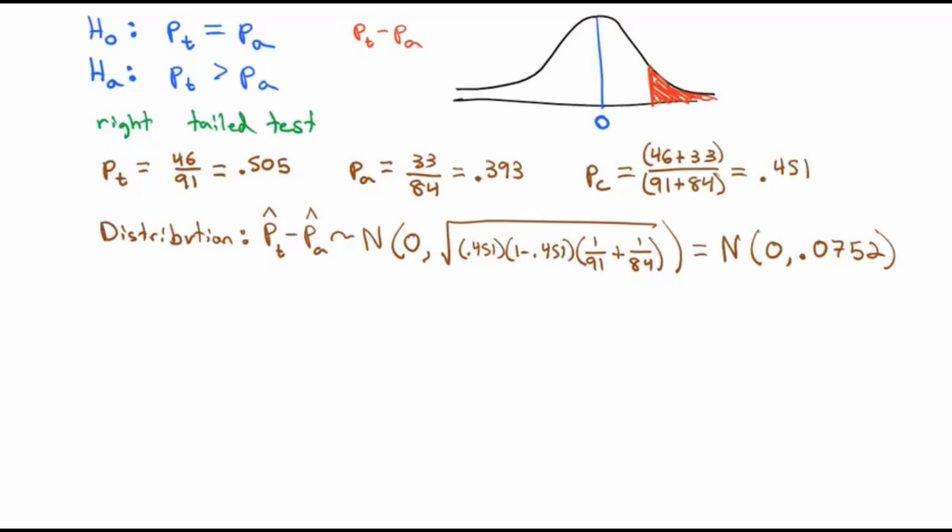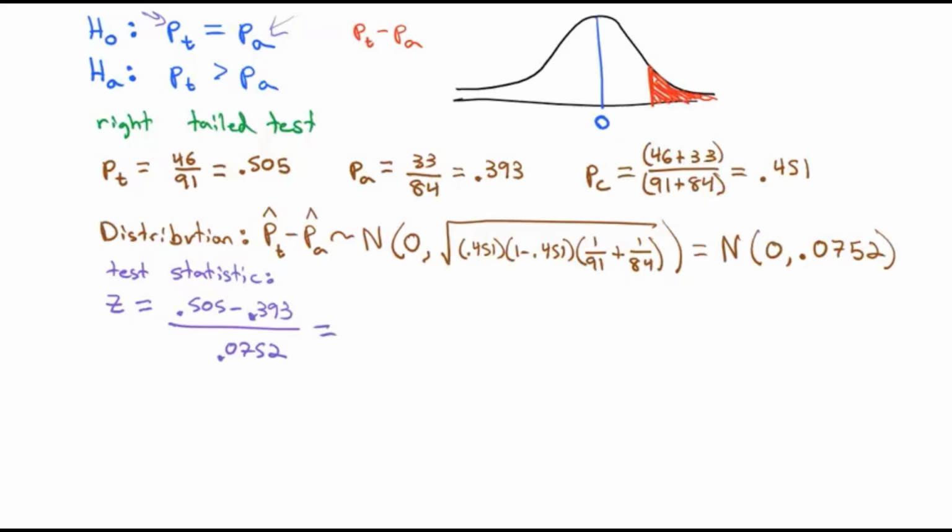Now that we know the standard error and the distribution, we can calculate the z-value, the test statistic. Let's label it test statistic. The difference in the proportions, we're going to do the same order as the hypothesis. So we have to do the teens minus the adults. 0.505 minus 0.393 over the standard error of 0.0752.